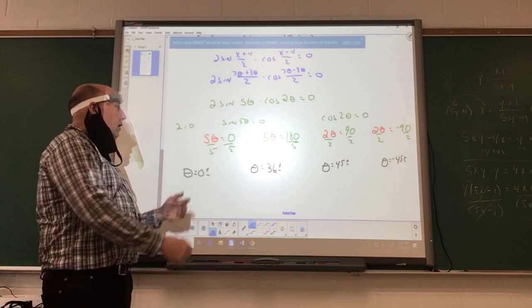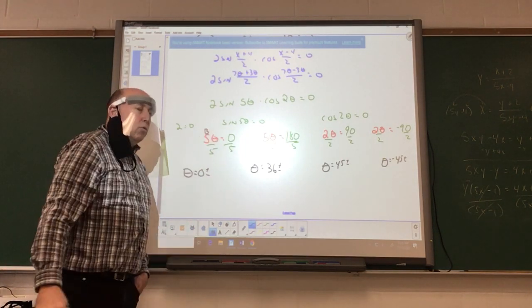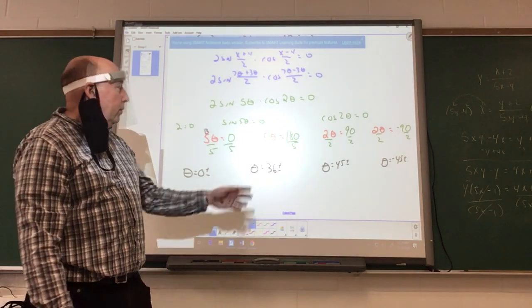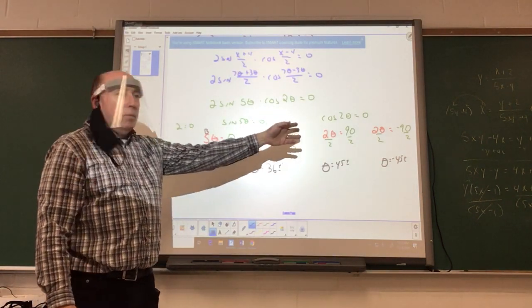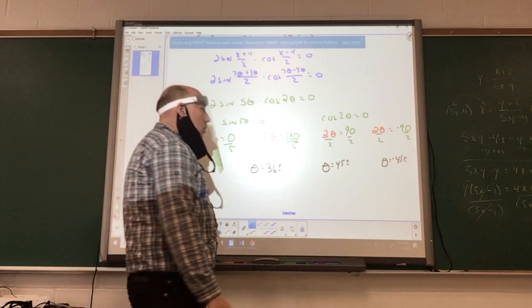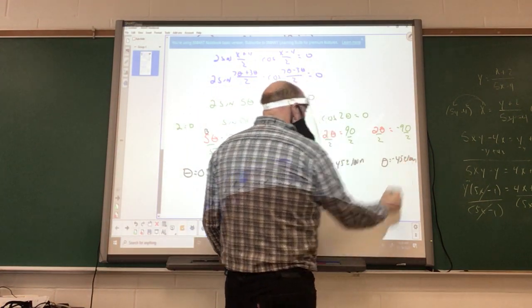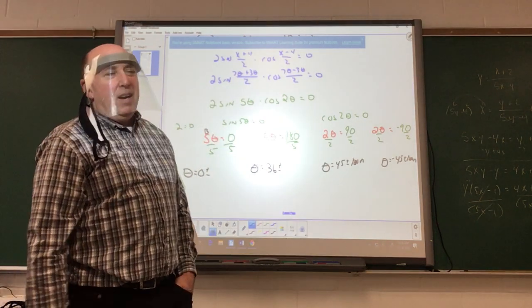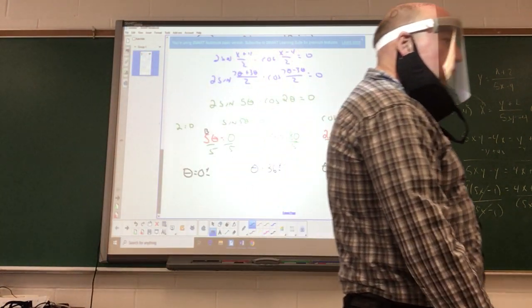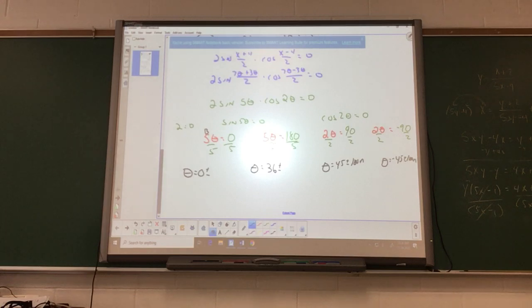For the period, we have 5 theta as our b value, so we get 360 divided by 5. Here we got 180, or 360 by 2, so we have 180n. And 360 divided by 5 is 72.